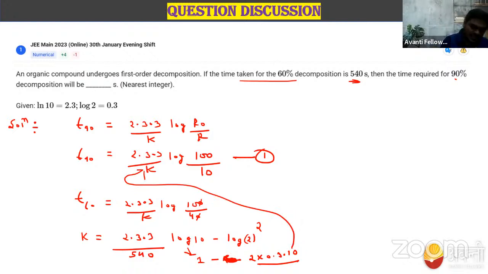I'm just giving you the correct answer for this question. T90 comes out to be 1350 seconds. That is 1350 seconds, so remember this. This is how you can actually get the value.